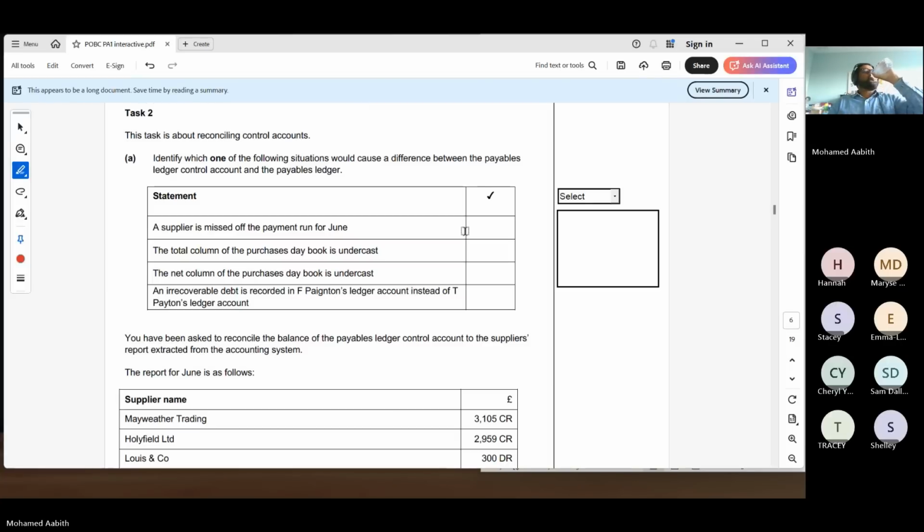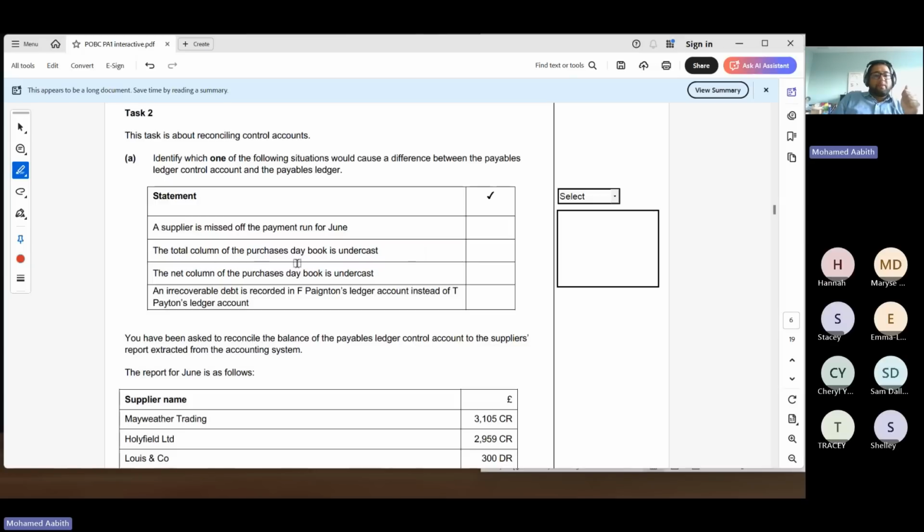Next question is, identify which one of the following situations would cause a difference between the payable ledger control account and the payable ledger. Here we go. This is where the reconciliation of control accounts comes into play. So they're saying here, a supplier is missed off the payment run for June. That's not going to matter as a difference between them, because why? If you missed it off, you haven't recorded it anywhere.